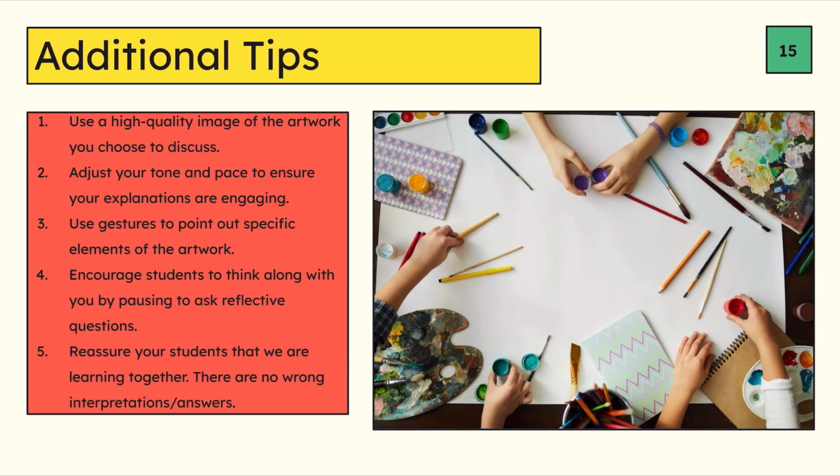Some suggestions that I would keep in mind would be to use a high quality image of the artwork that you choose to discuss in class, to adjust your tone and pace to ensure that your explanations are engaging, as well as to use gestures to point out specific elements of the artwork. I also think it's great that we encourage our students to think along with us by pausing and asking reflective questions, as well as to reassure them that we're learning together. There are no wrong interpretations or answers when it comes to understanding art.